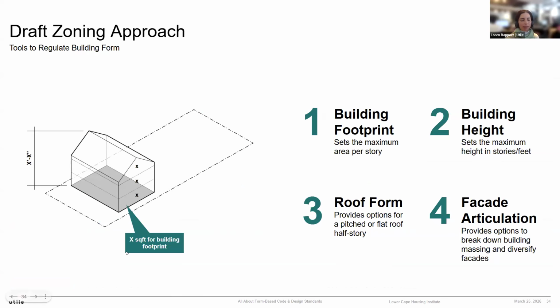So after analyzing the existing zoning, we were able to come back with a toolkit of 4 primary things that shape building form in this zoning. So one is setting a maximum building footprint, which sets the maximum area per story. Second is having a clear definition around measuring building height in stories and feet. Third is providing standards for how to shape the roof form, so that top level of the building. And lastly, providing options to articulate the facade and encourage variety in buildings.